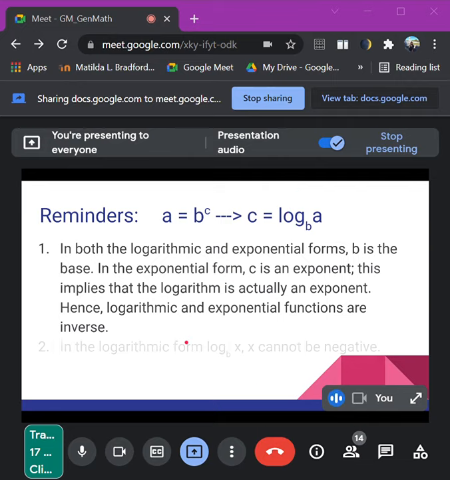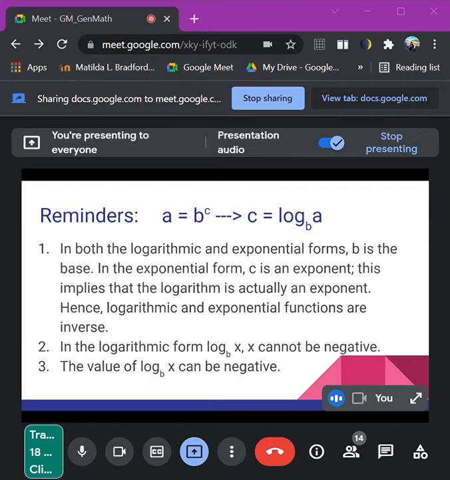Now, in the logarithmic form, the logarithm of B times X, X cannot be negative. Or this A here cannot be negative. It is not allowed. Just remember that because when we change from logarithmic to exponential, you will change it, but it should not be negative. If it is negative, it cannot be written into logarithmic form. Now for number 3, the value of the logarithm of x with base b can be negative. So the value of the logarithm itself can be negative.